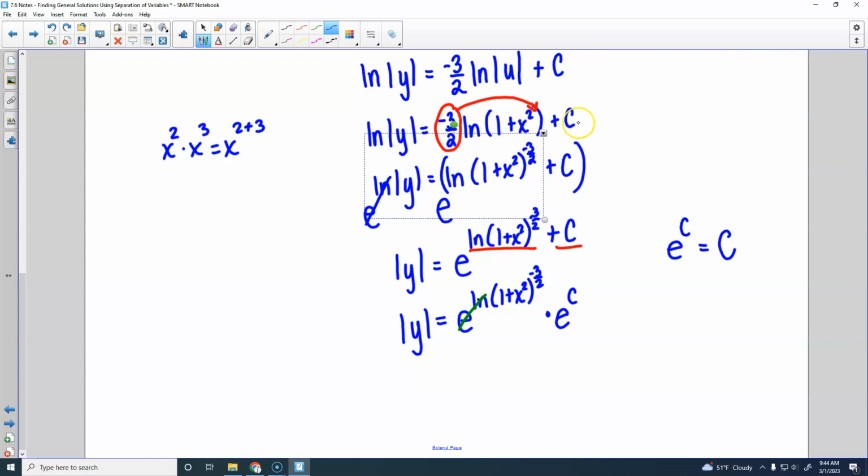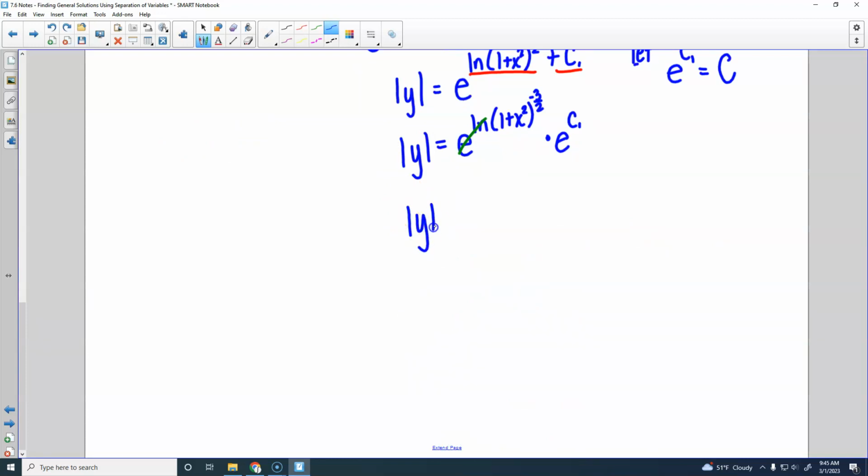If you want, you could put like a 1 right here, if it makes you feel better, and then say let e to the C1 equal C. But as far as I know, they accept it if you just take that e to the C and turn it into a big C. So we get absolute value of y equals, we're going to write that big C, since we're replacing this with a big C. I'm going to write it first, and then I'll have 1 plus x squared to the negative 3/2.